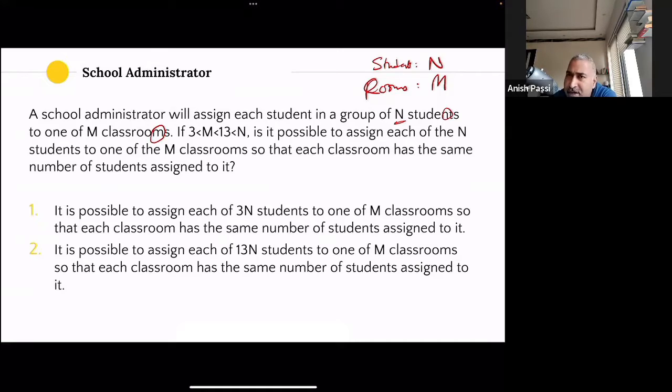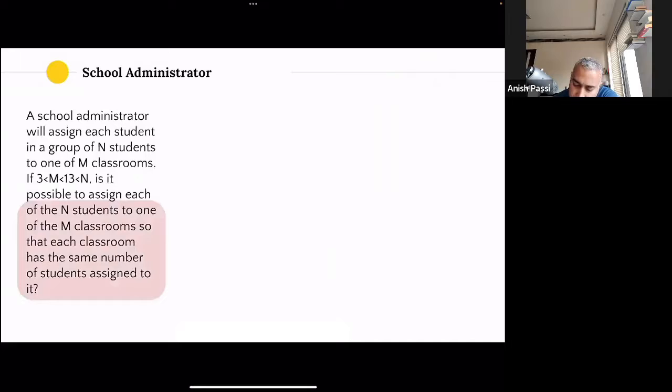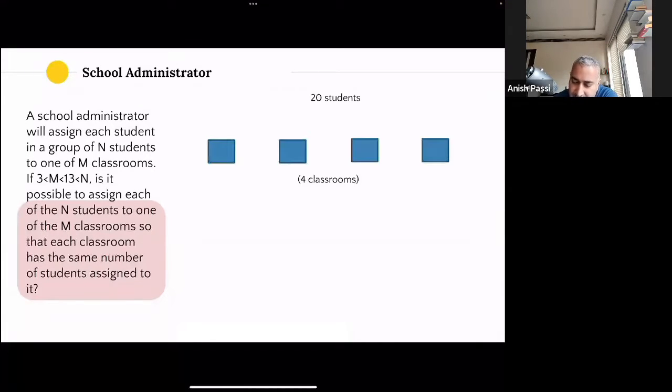Let's spend some more time to make sure we understand what's going on here. This whole bit about each of the n students to one of the classrooms and same number. What does that even mean? So I'm just starting with some numbers. Let's say overall there are 20 students, and let's say there are 4 classrooms. So can I assign 20 students into 4 classrooms in such a way that each one has equal students? Actually, yes. 5, 5, 5, 5.